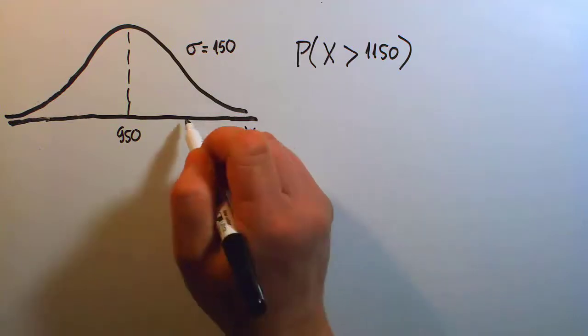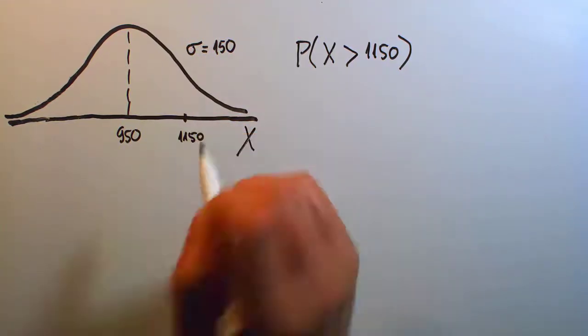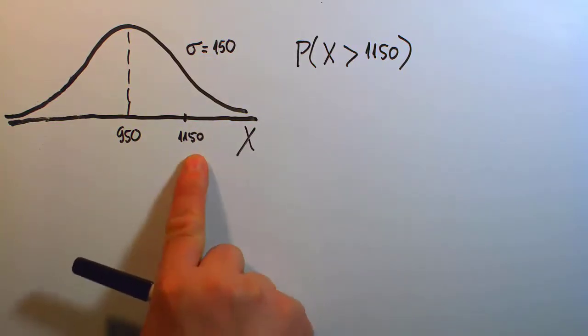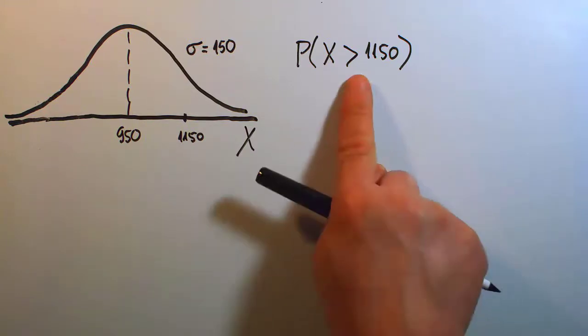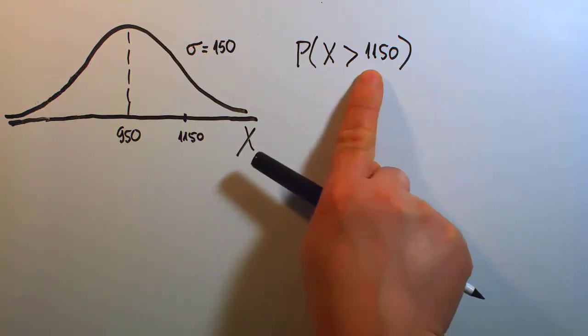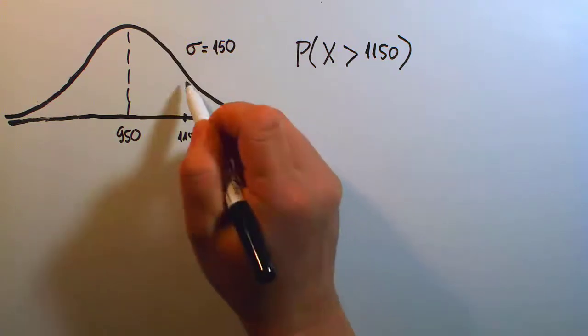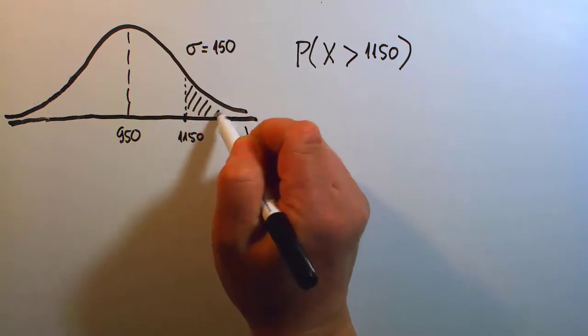So I'm going to pick a value here. I'm going to say this is where 1150 is. All that makes sense here is that 1150 stays to the right hand side of the mean. And looking at the value of x being above 1150 means we are going to produce a shaded area to the right hand side of 1150.